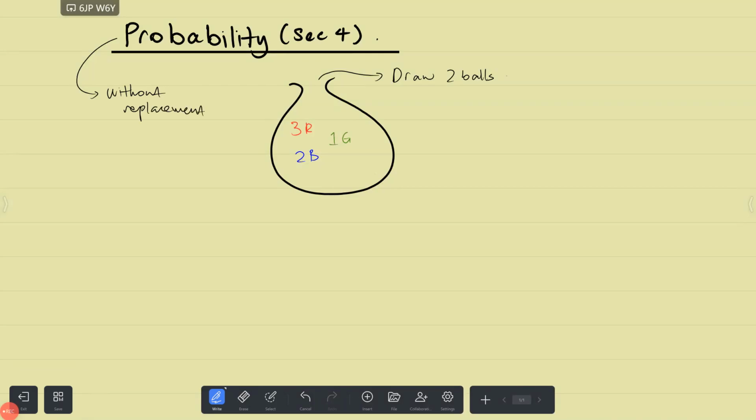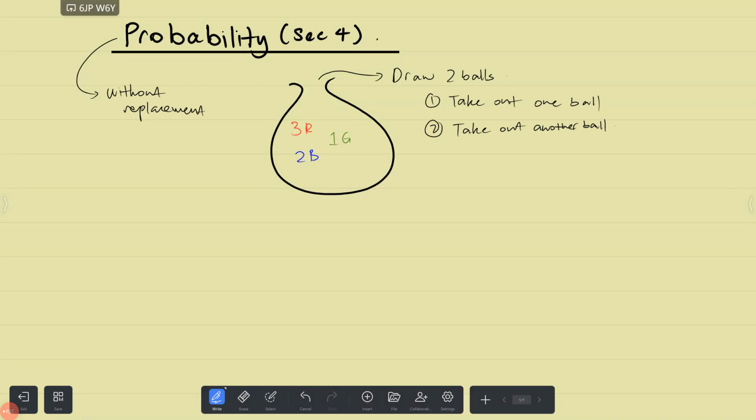Meaning that, once again, you can think of it as a set of instructions. Step 1, you take out 1 ball. And after that, without replacing the ball, you take out another ball. We're going to run through the same exact set of questions as well, and we'll see how this will impact our probability.